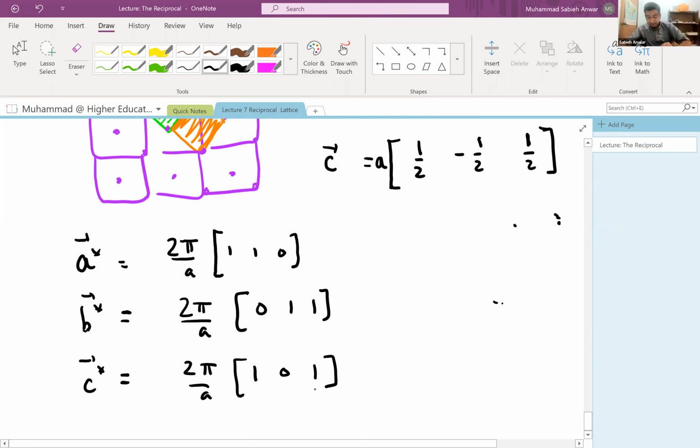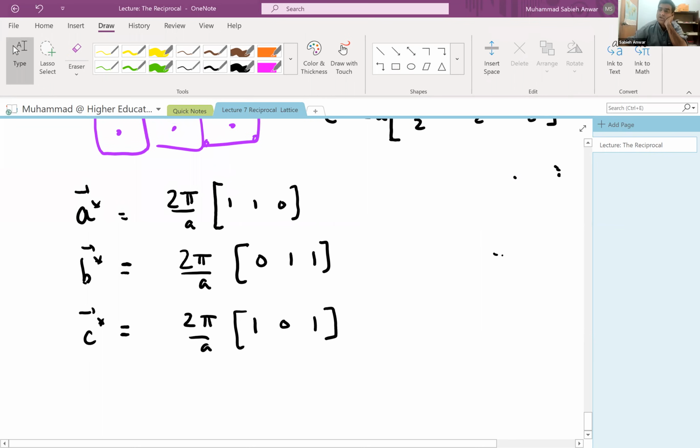Now, by looking at these reciprocal unit vectors, would it be possible for you to draw a unit cell? These are primitive reciprocal lattice vectors. So what will the unit cell look like in the reciprocal space?